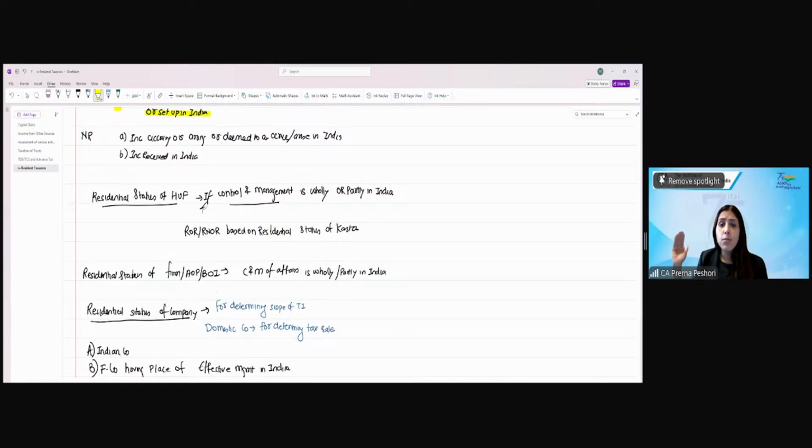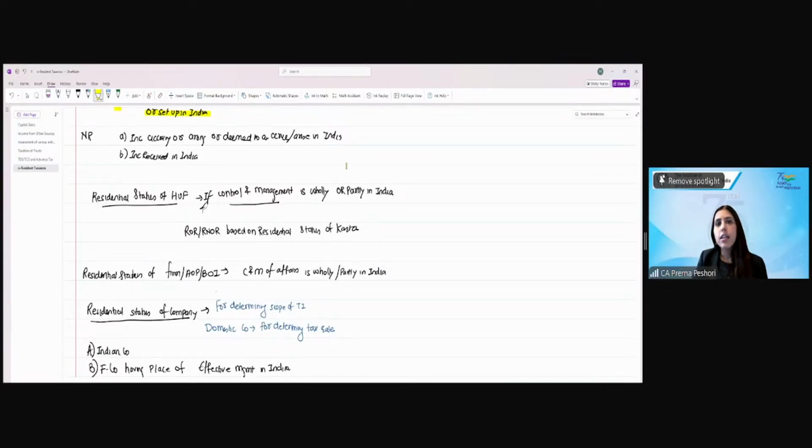HUF can also be ROR or RNOR, depending on the residential status of the Karta. Correct. If the Karta is ROR or RNOR, then the HUF will also be treated like that. Same way for the partnership firm, LLP, AOP, BOI, the residential status is determined on the basis of where the control and management of the affairs is. If it is wholly or partly in India, it will be considered a resident of India. But of course, partnership firms and AOPs cannot be considered ROR or RNOR.